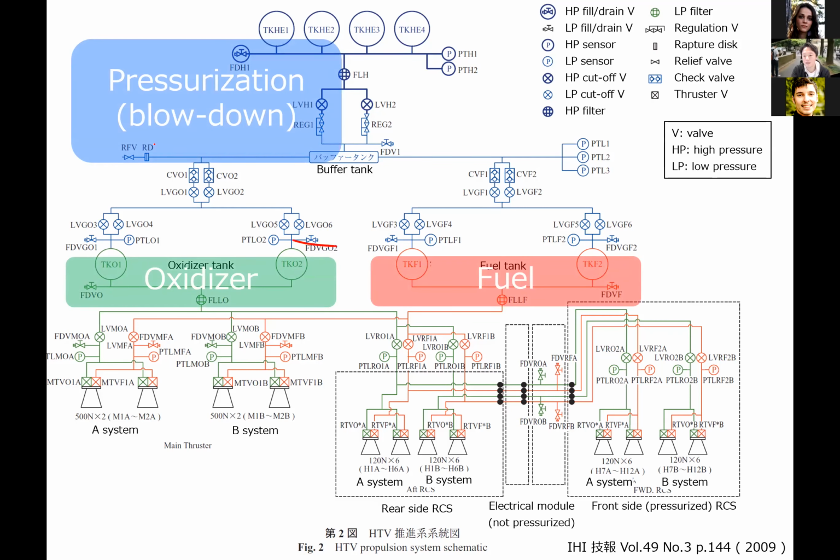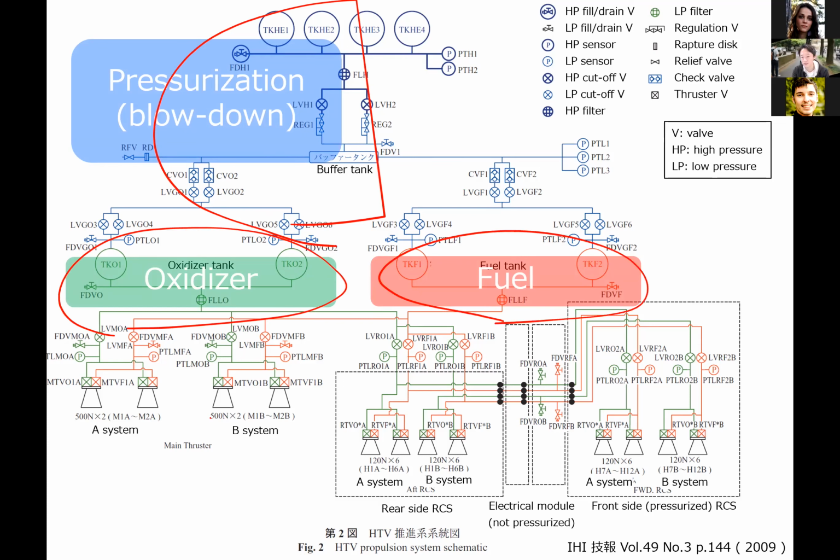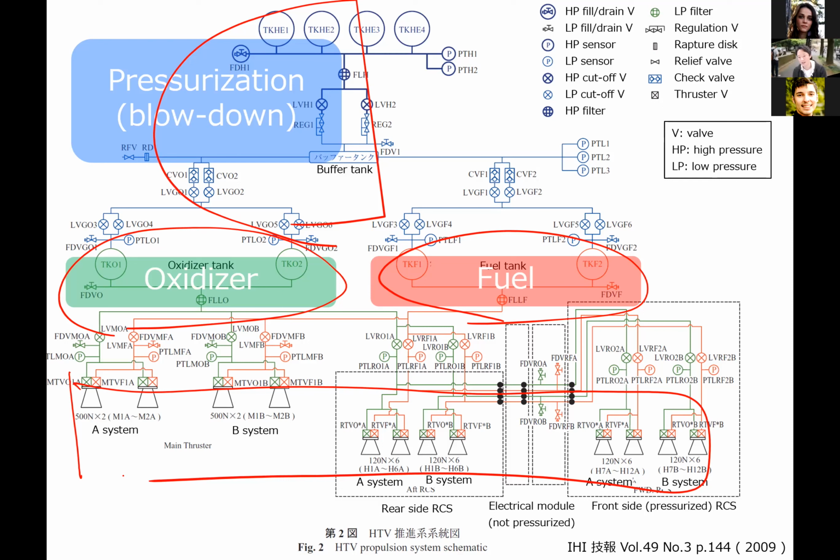The upper part is all the pressurization system. This system is using a blowdown system. And around here, the oxidizer system and fuel system. And in this area, thrusters. So this diagram is very nice. They are using 3 colors, blue, green, red, so we can easily understand the status.